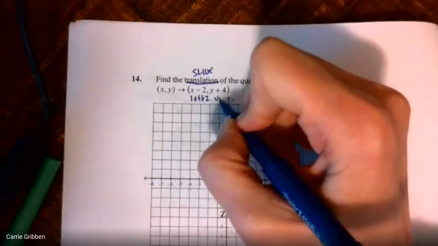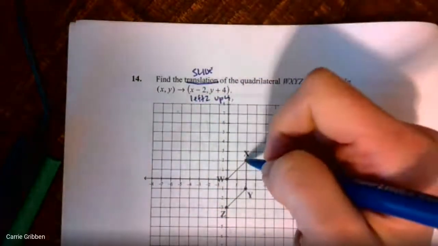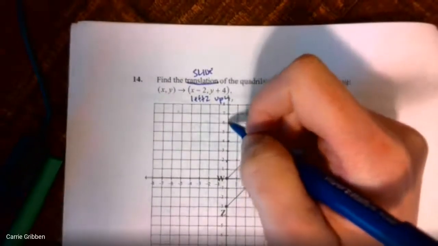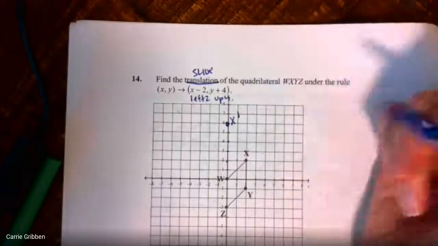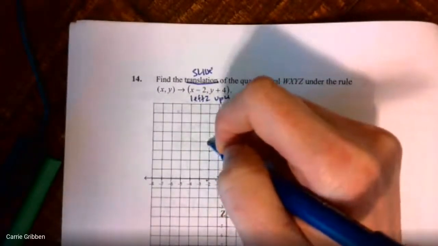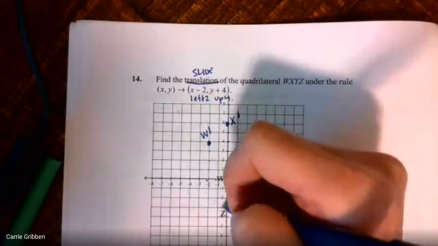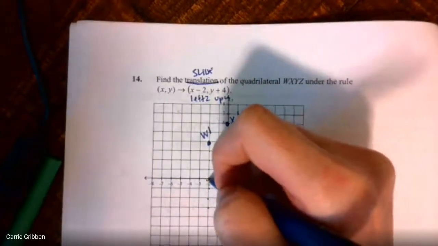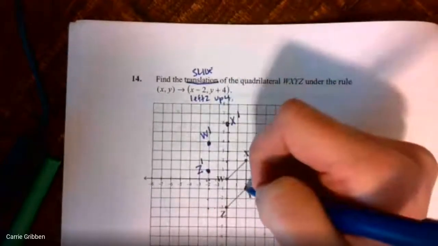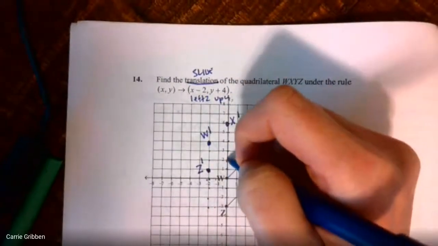Left 2, up 4. So again, I just start with X. Since I have the grid, I'm just going to count it out. 1, 2, 1, 2, 3, 4. There's X prime. All right, W, 1, 2, 1, 2, 3, 4. W prime. Z, 1, 2, 1, 2, 3, 4. Z prime.